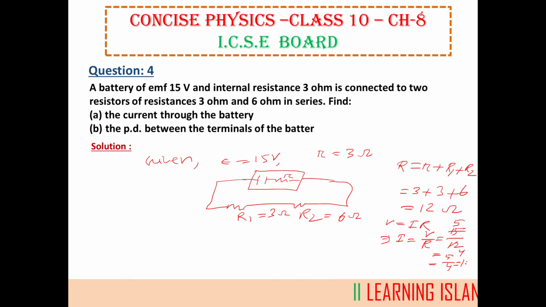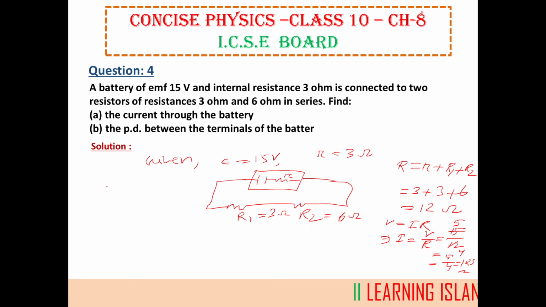So 5 by 4, the result is coming 1.25 ampere. So the current is 1.25 ampere.